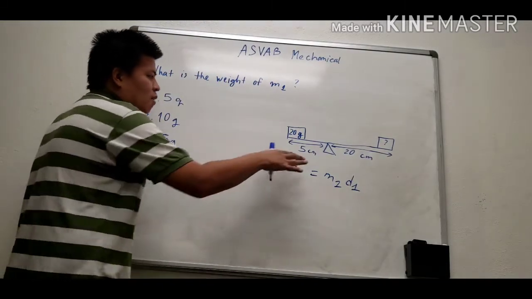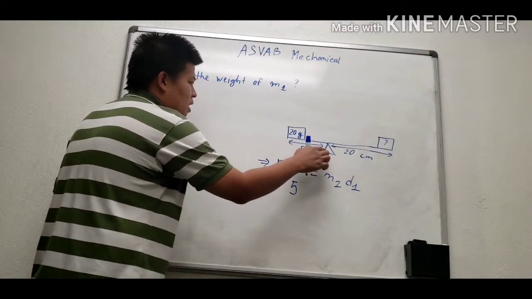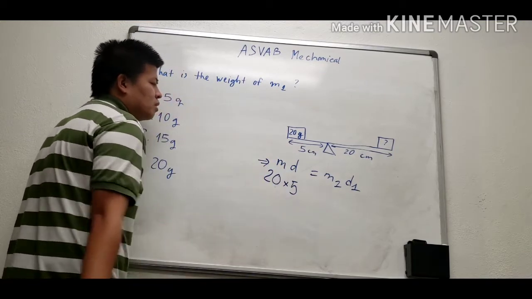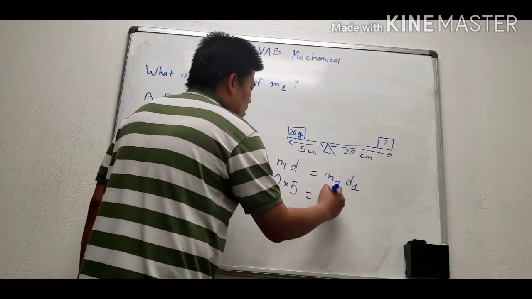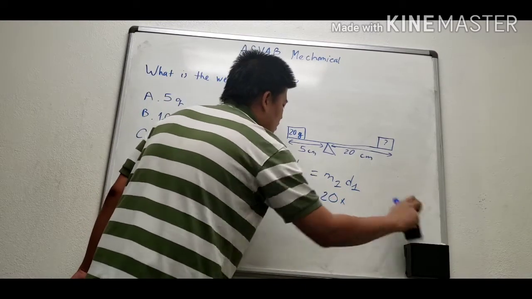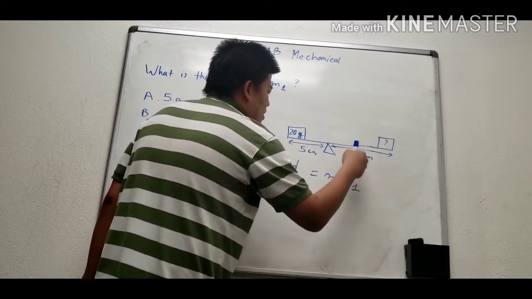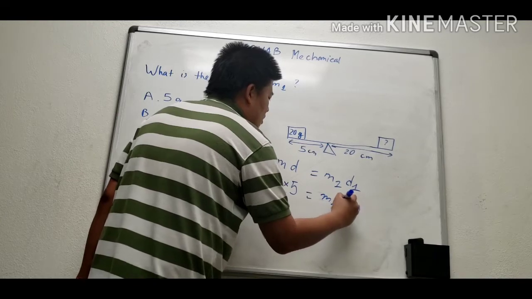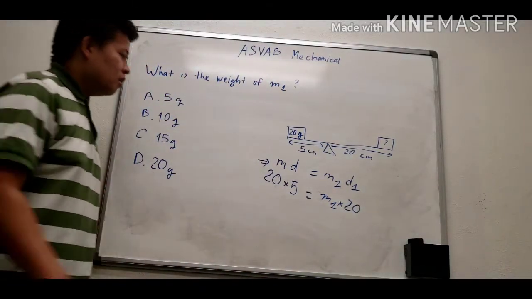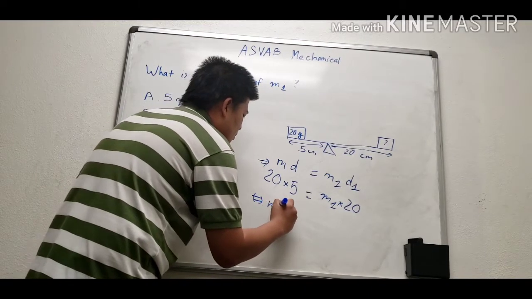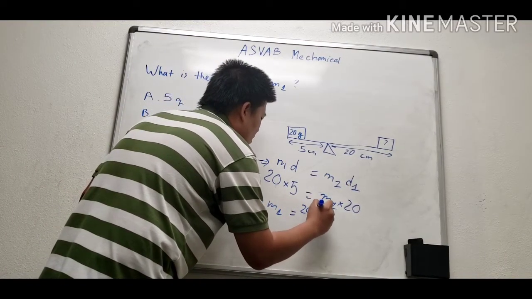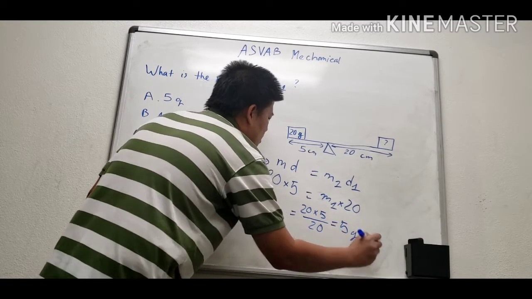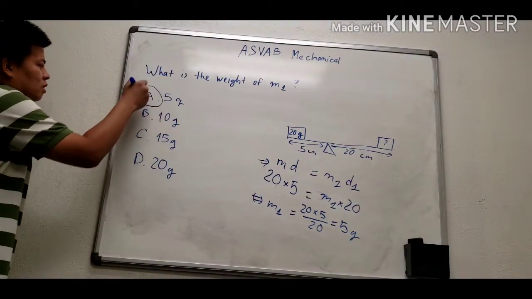So in here, we have 5 is about the distance between the center to this object. We multiply with the weight is 20 grams. We have M is about 20. We have D1 is about 20. And then we have M1 is about this one. So we have the formula. And we just find the M1 by 20 multiplied with 5. Divide by 20. So that we got about 5 grams. And the answer for this one is about B.